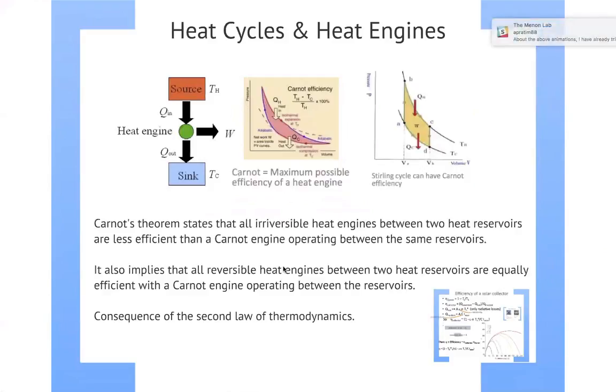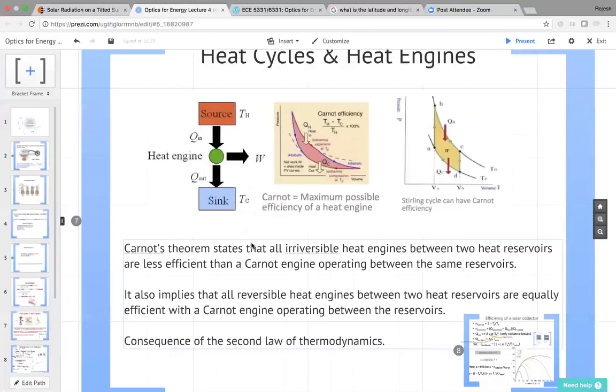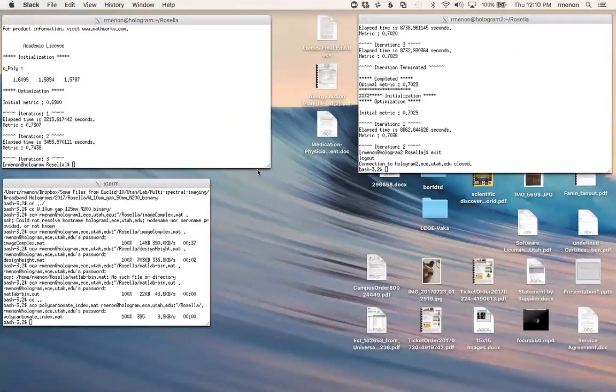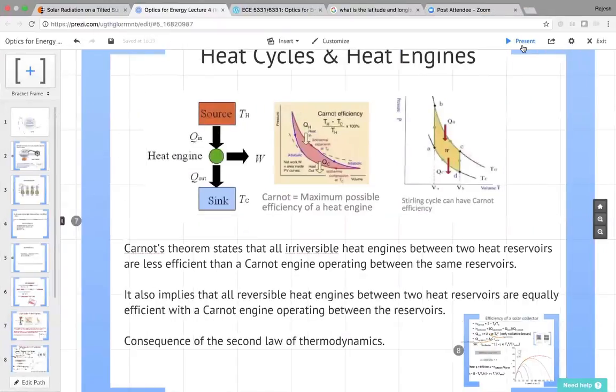So let me turn off my Slack because my students are messaging. Sorry about that. Let me close that. Okay.